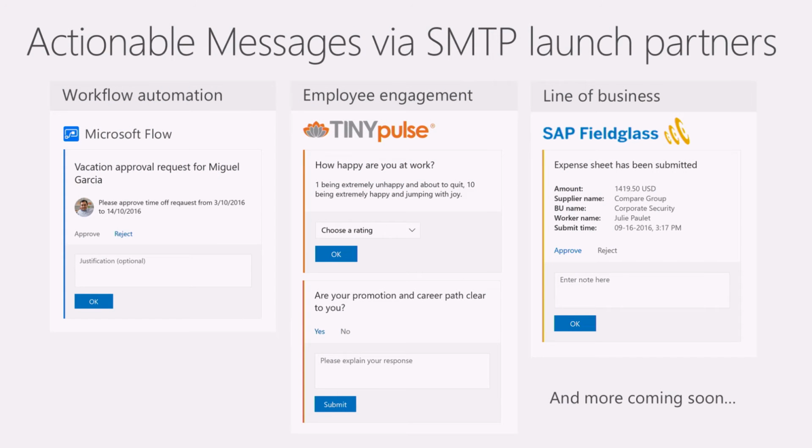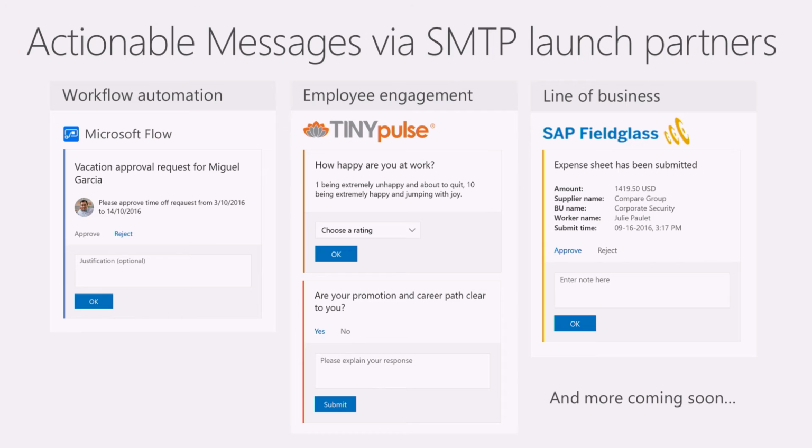So, actionable messages via SMTP. As said a few minutes ago, this is really cutting edge. This is a feature that we honestly were not absolutely sure we would mention here at Ignite, but we've been working around the clock to get it done, essentially, to make it work and to make sure that some partners like Fieldglass could take advantage of it. So those are the three launch partners for now.